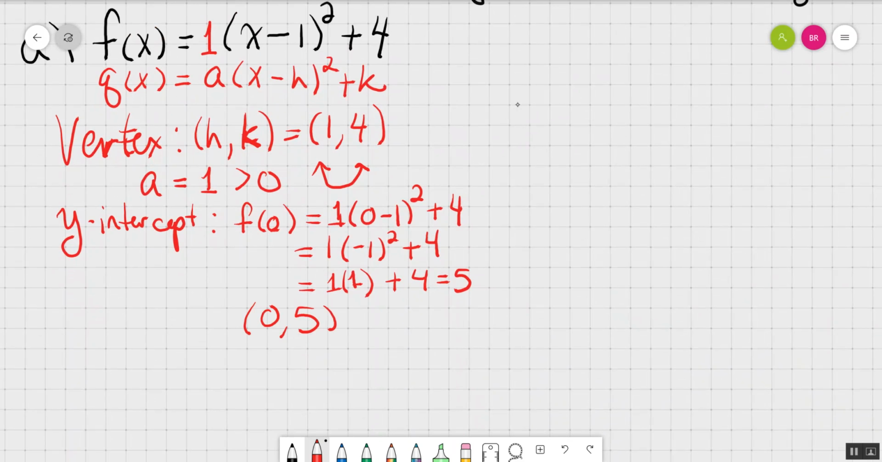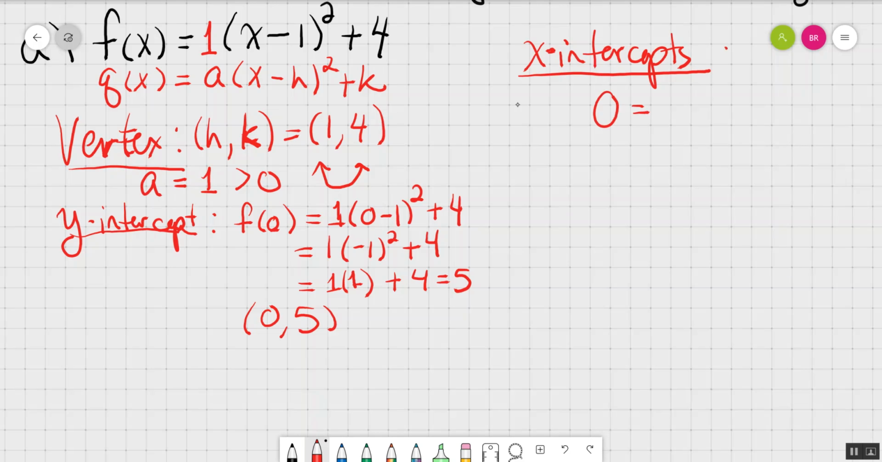Now the x-intercepts are a little bit harder, but I believe in us. We've done these before, but it's been a while. The x-intercepts are the exact opposite of the y-intercept. So to do the y-intercept, we had to put in x equals 0. For the x-intercepts, we're going to put in y equals 0, or f of x equals 0. So 0 equals, I'm not going to write the 1, (x minus 1) squared plus 4.